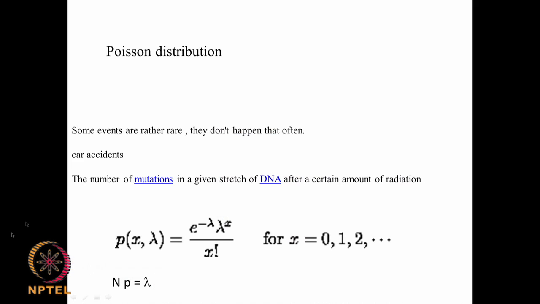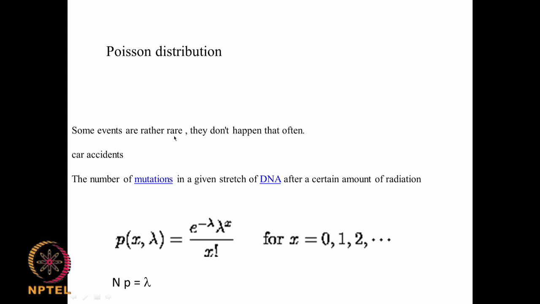So the Poisson distribution equation looks like this: e to the power minus lambda, lambda raised to the power x, divided by x factorial. x could be 0, 1, 2 and so on. So how do you know lambda? Lambda is given by the relation n into p is equal to lambda. Here n is very large.